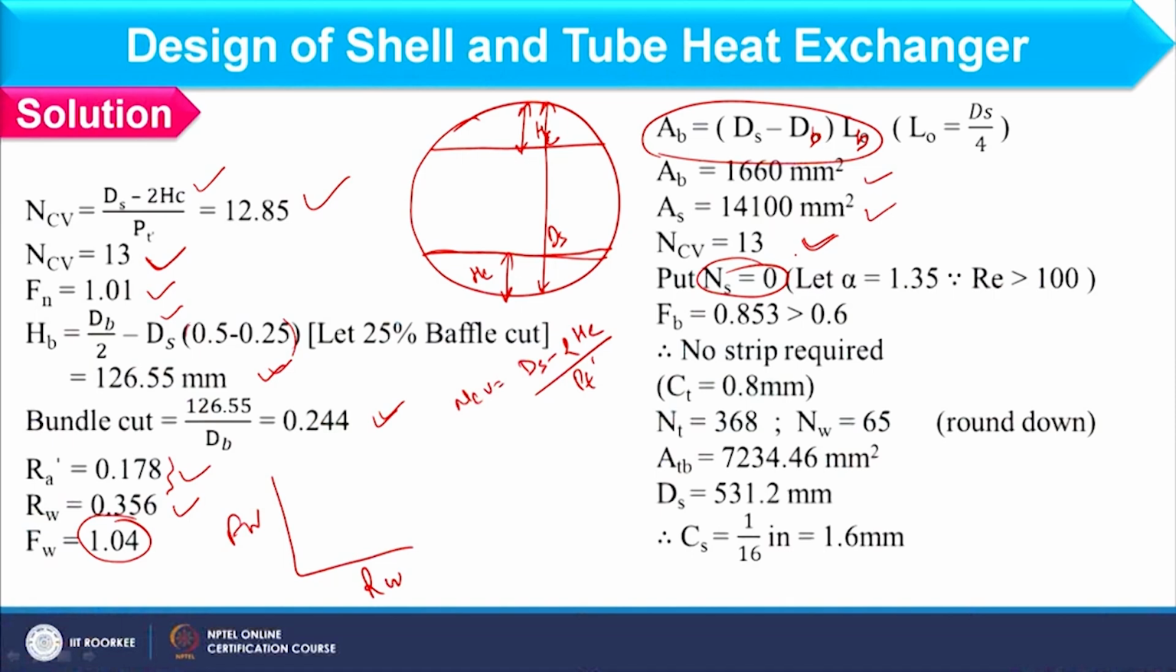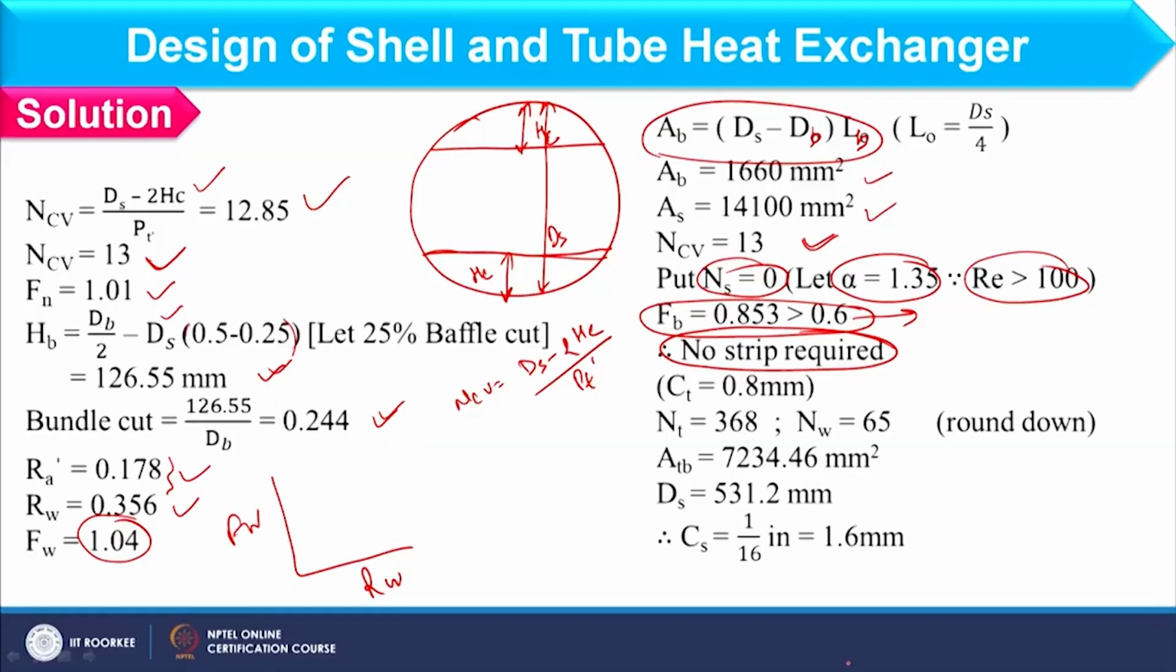So if you are using NS equal to 0 in FB, alpha here is 1.35, as you have Reynolds number more than 100. So you can find out FB value as 0.853, and you can see that this value is already more than 0.6. It means sealing strips are not required. In this case, sealing strips are not required.